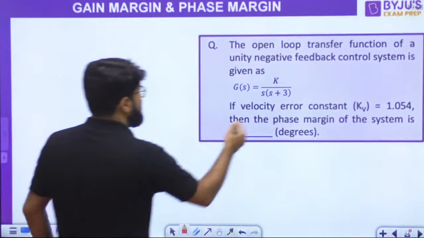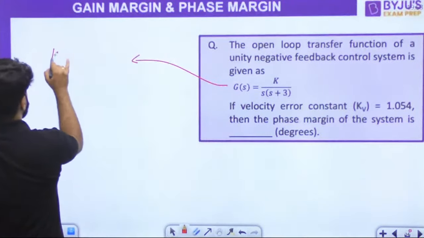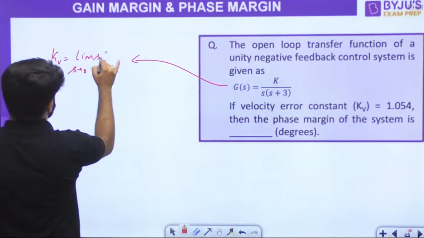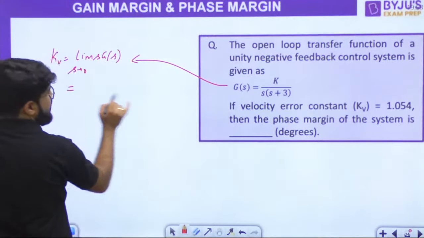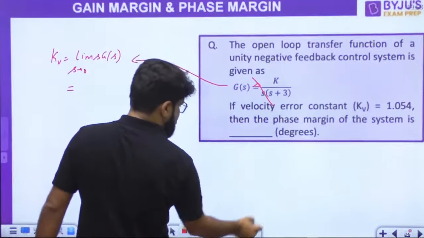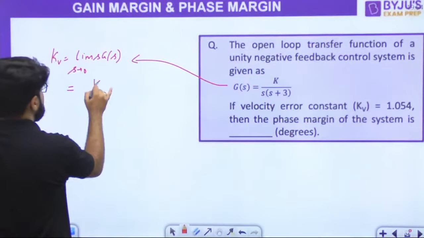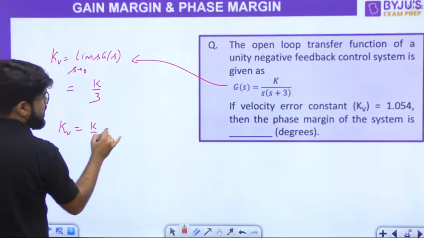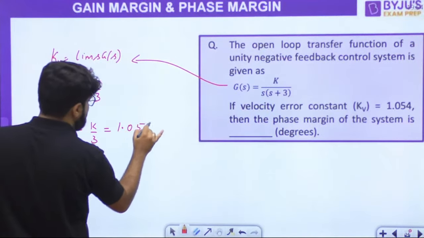Okay, so velocity error coefficient. First of all, what is the value for Kv? Kv is given by the formula limit of s tending to 0 of sG(s). The s and s will get cancelled, and then you put s tending to 0, giving K by 3. So Kv, which is K by 3, comes out to be 1.054.